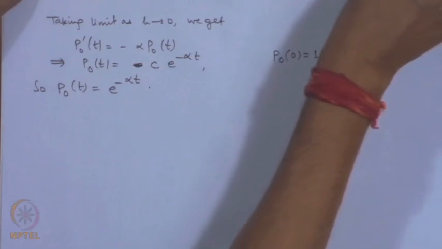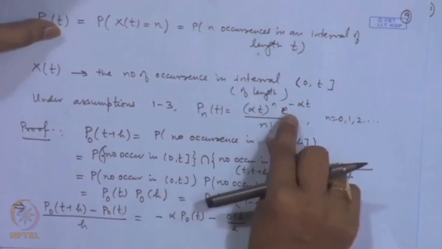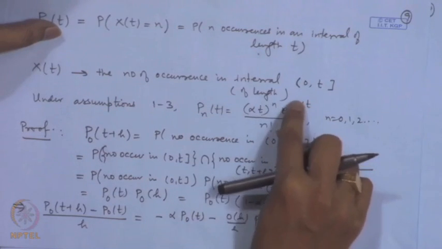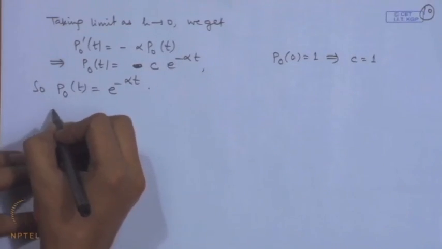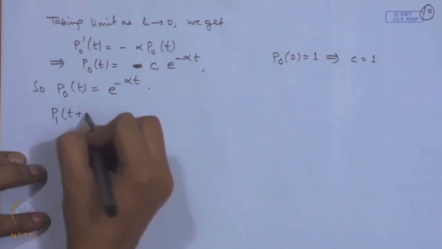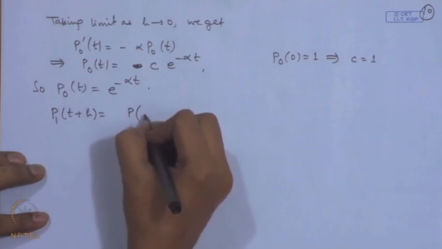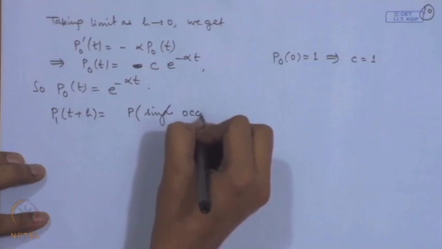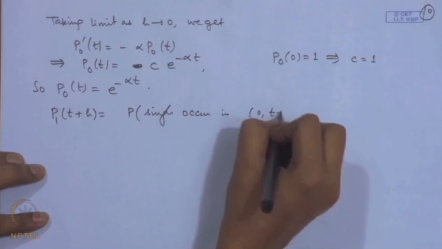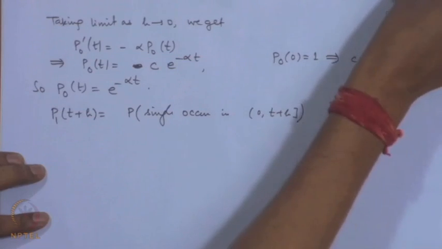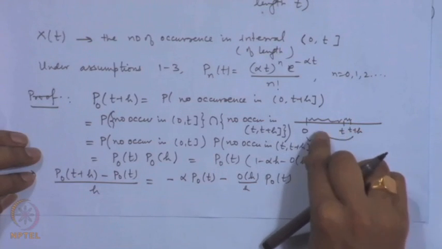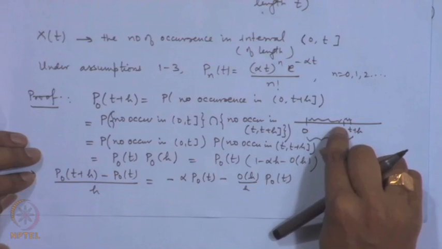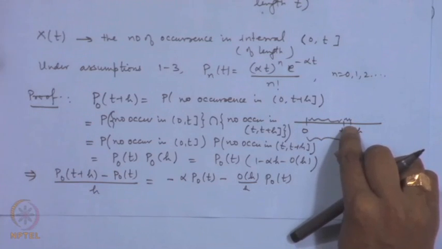Now, if we look at this expression here, pn(t), if we put n is equal to 0, we get e to the power minus alpha t. That means we have proved this statement for n is equal to 0. Now, in a similar way, we can prove for 1 and then so on. If we consider, say, p1(t+h), that is equal to probability of single occurrence in the interval 0 to t+h. Once again, let us look at this interval. If we say from 0 to t+h there is one occurrence, then that one occurrence can be in 0 to t or it could be from t to t+h.